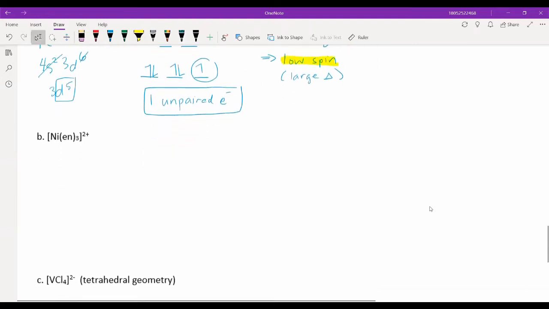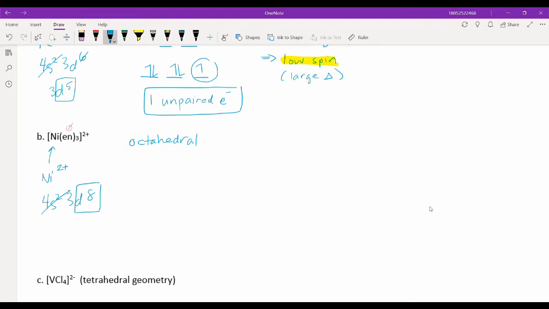For the nickel complex, again, figure out the charge. Ethylene diamines, these are no charge. So nickel, because the whole thing is 2+, that means the nickel, therefore, is 2+. Start with the normal configuration. Always take away the s electrons first. So we just end up with d8. This is also octahedral.